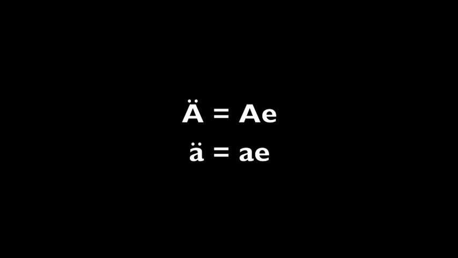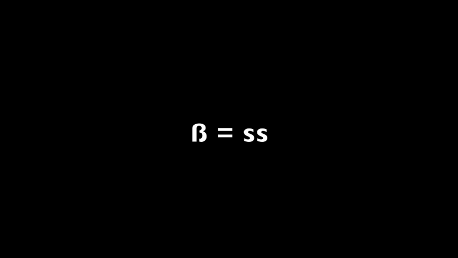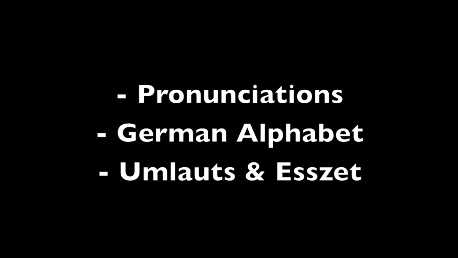Now, most of you don't have these certain keys on your keyboard, so what you can do is type an A with an umlaut as A-E, an O with an umlaut as O-E, and a U with an umlaut as U-E, but that's only if you don't have the characters on your keyboard. If you do not have the key for an Esszet, just type two S's. Very simple, very easy. Now that we've covered some pronunciations, the alphabet and those special letters, let's move on to greetings and farewells.